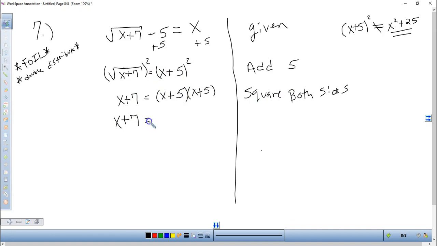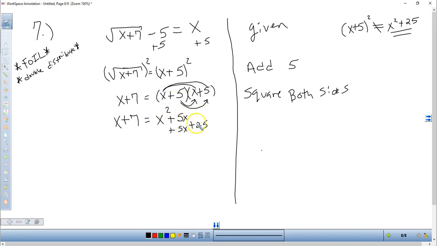X plus 7. Over here we're going to double distribute. X times x is x squared. X times 5 is 5x. 5 times x is another 5x. 5 times 5 is 25.